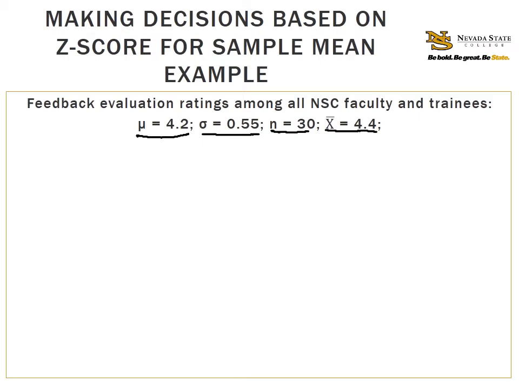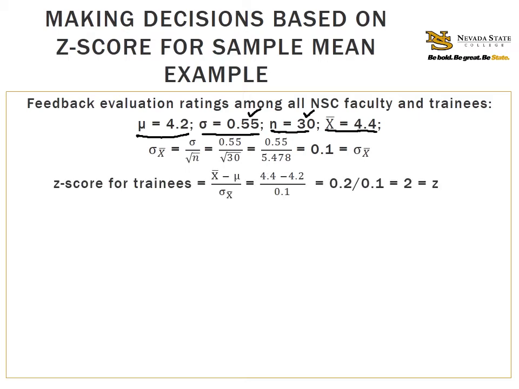to the standard error. So to compute the standard error, you take that standard deviation of 0.55 right here, divided by the square root of your sample size of 30. And you end up getting 0.55 divided by 5.478 and a standard error of 0.1. So now we're going to use a z-score to see how much bigger the difference we observed is compared to the difference expected due to chance. So we plug in our sample mean of 4.4, our population mean of 4.2, and the standard error that we just computed of 0.1. And we find that the actual difference in feedback evaluation ratings is 2 times better than the difference we would expect to see just due to chance. This is super impressive. We're feeling good.